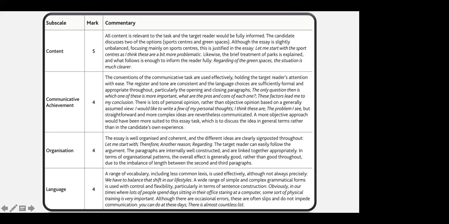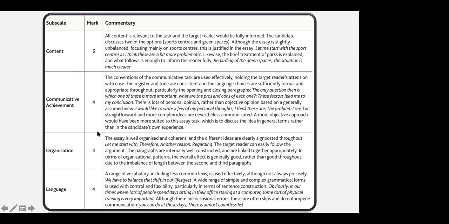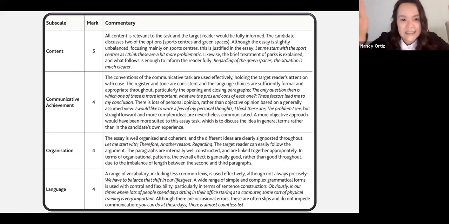Okay, thank you. You're welcome. All right, guys. The reason why I decided to show you this is because sometimes we learn better when we see it.